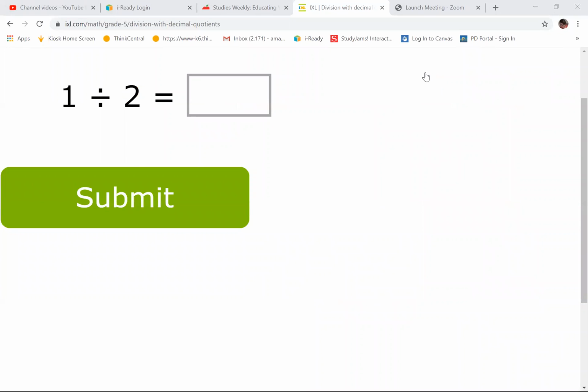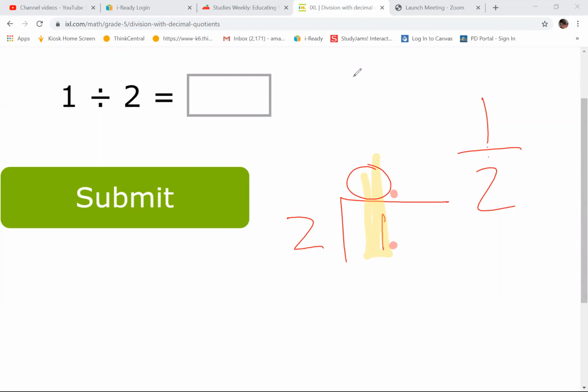1 divided by 2. Now we know that looks like this, don't we? 1 divided by 2, 1/2. So let me take my 1 and I'm going to divide it by 2. And my decimal is right here and it's going to come straight up. So let's start here. Can 1 be divided by 2? Nope. So it's going to be a 0.